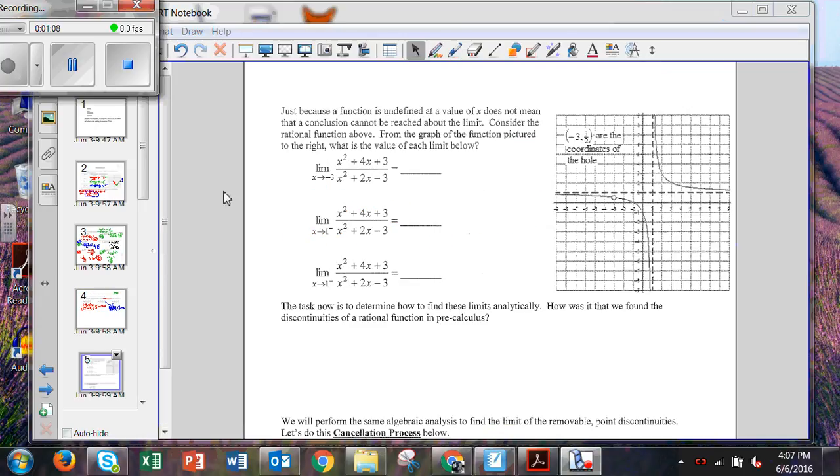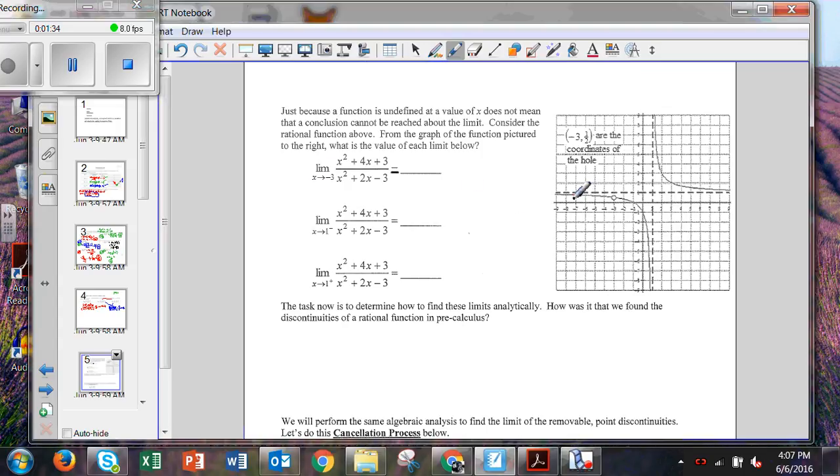What we're finding out is that just because a function is undefined at a value of x does not mean that a conclusion cannot be reached about the limit. Consider the rational function we were talking about right above. Looking at the graph to the right, what is the value of each limit below? The limit as x approaches negative 3 exists when the limit from the left is the same as the limit from the right, and the graph shows where that hole is. So this limit is equal to 1/2.